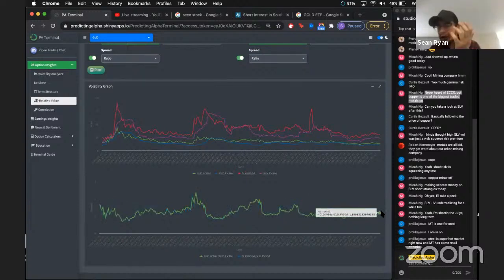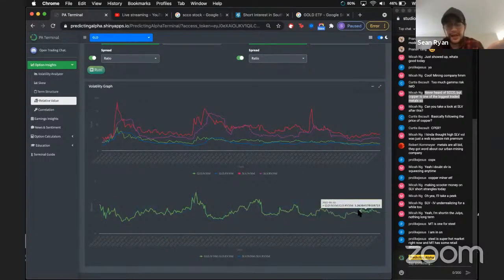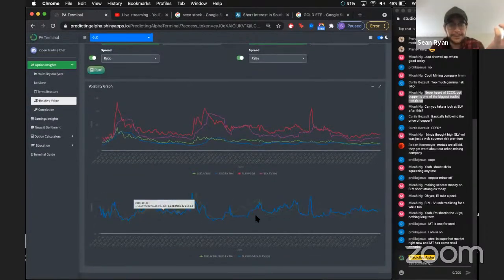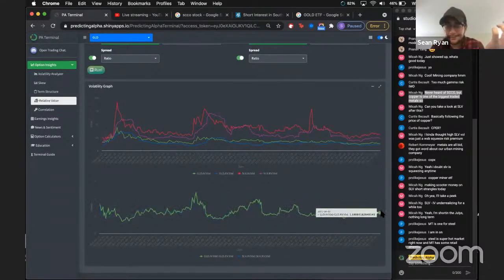Yeah, honestly, Micah, I don't think this is retail. It's in line, like the ratio of IV to RV is in line with what we're seeing for other metal classes like gold, right? GLD, SLV. If you look at the spread of IV to RV, it's very, very similar for the two, right? If SLV was being pumped, you would see it separate. You'd see a big spread here probably, right?